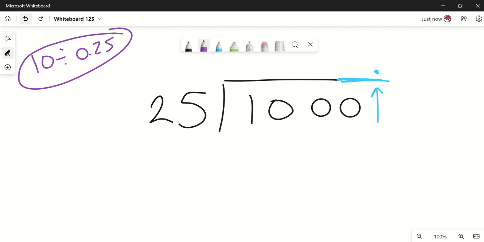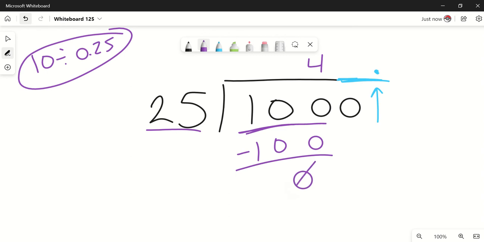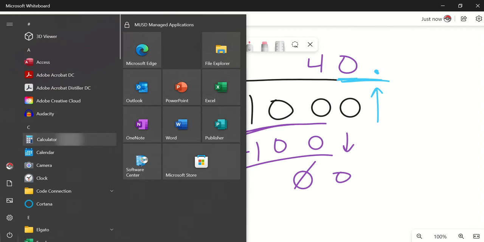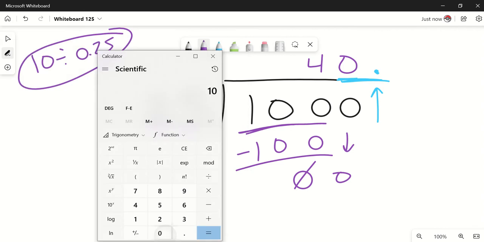We're going to guess and check, or we're going to plug it in and check our answer. 25 will not go into 1. It definitely won't go into 10. It will go into 100. It should go into 100 4 times. That will be 100. When I subtract, I have nothing left over. Now I have another 0, and instead of bringing down a 0 and doing that, we just bring the 0 up. My answer should be 40. That was a pretty easy one. Let's double check our work, though. 10 divided by 0.25 equals 40. So we did this right.